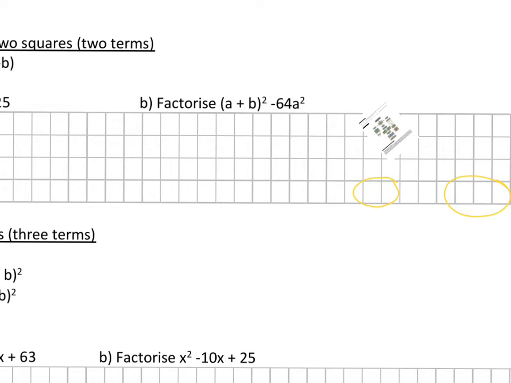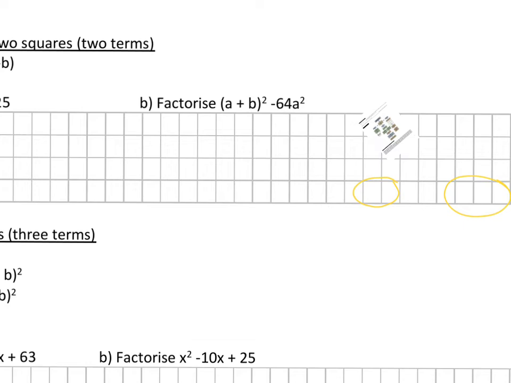So I'm going to write it as the first square plus the second square multiplied by the first square, take the second square. So that will look like a plus b plus 8a multiplied by a plus b take 8a. And so I'm going to end up right there with 9a plus b times by b takes 7a. So difference of two squares.